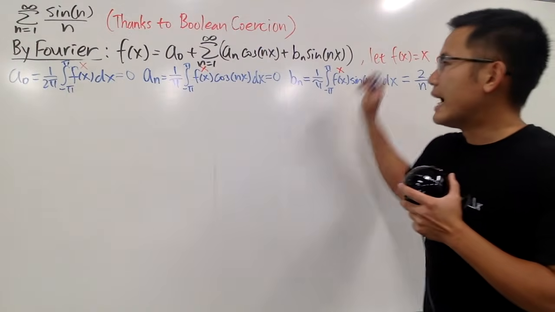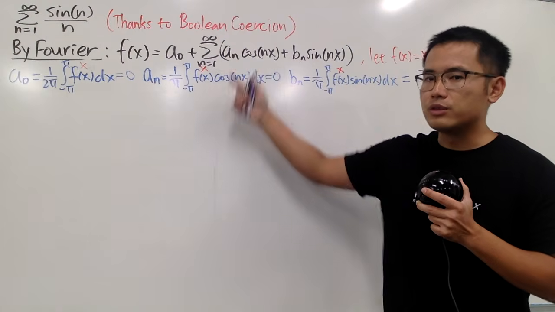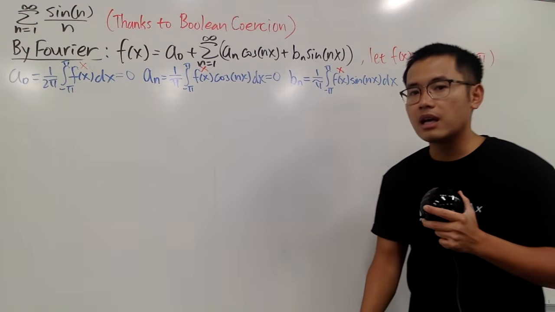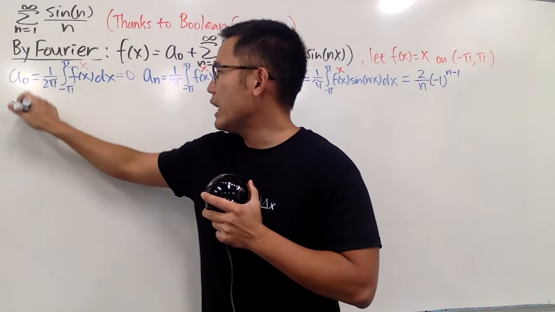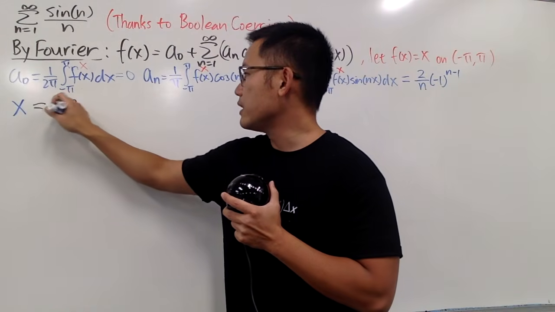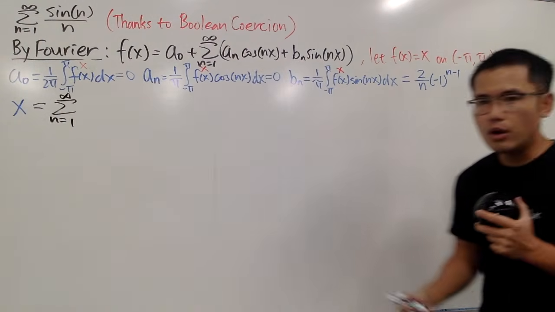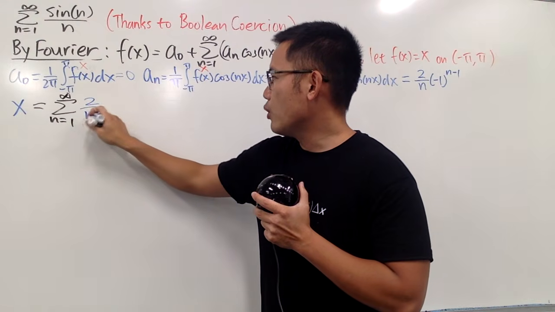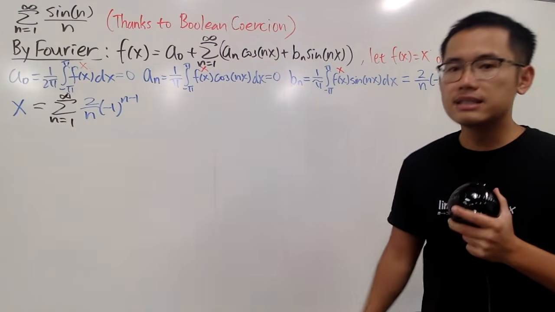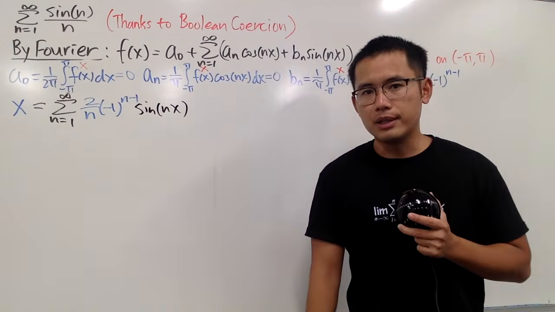All right, now, take a look right here. f of x is equal to all that, but a0 is 0 and an is also 0, so that makes this part equal to 0. That means we just have to declare f of x equal to this part, and of course f of x is just x. So let's go ahead and write that down. We have x being equal to the series when n goes from 1 to infinity, and we have the bn, which is just that. So let's put that down: 2 over n times negative 1 to the n minus 1 power. And then we multiply this by sine of nx.